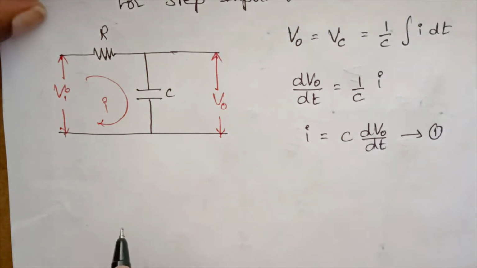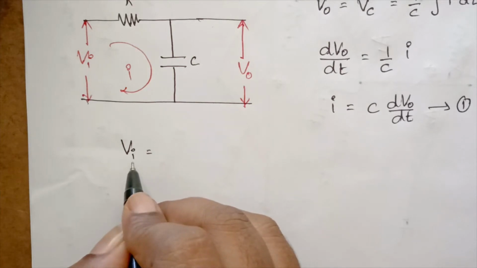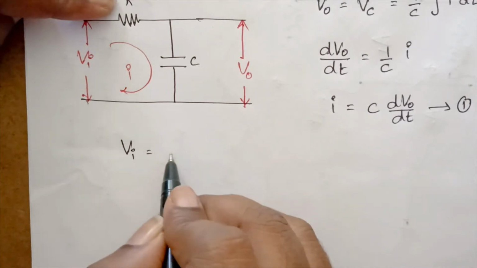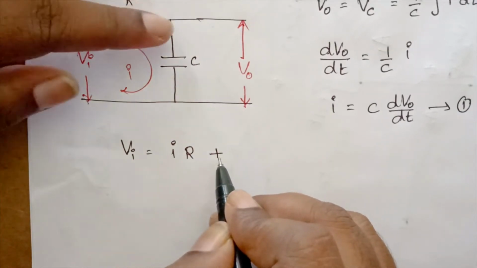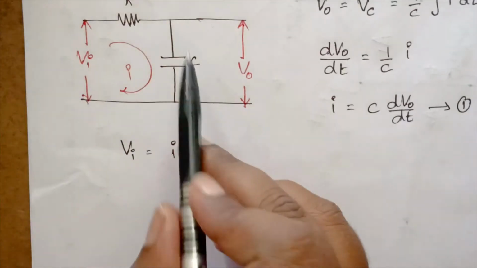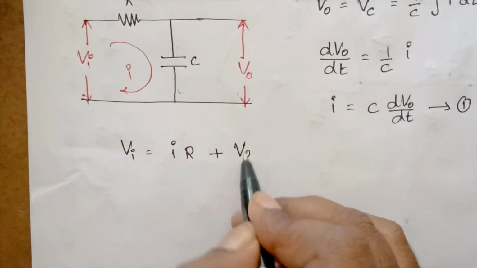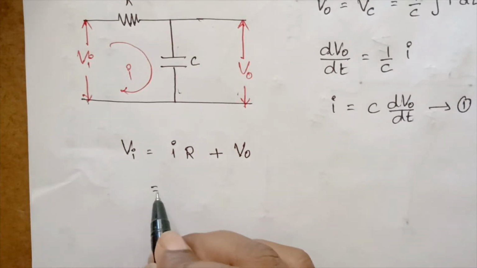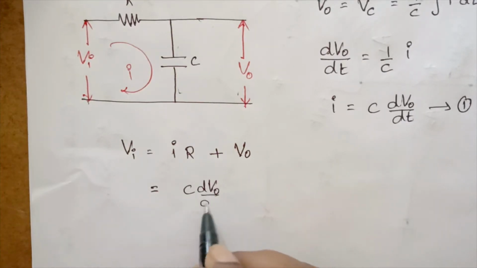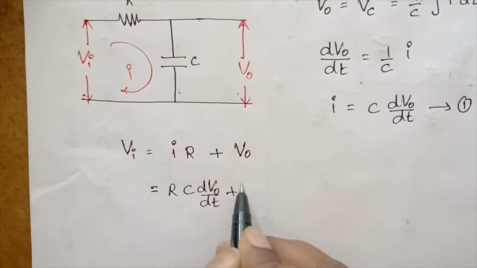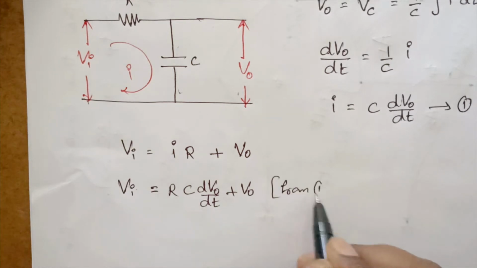Now what is the expression for Vi? We get it from KVL. Vi is equal to I into R, the drop across the resistor, plus the drop across the capacitor, which is nothing but the output voltage. I directly write it as V0. Now substitute the I value from equation 1. What is the I value? C into dV0 by dt into R plus V0. So Vi is equal to C R dV0 by dt plus V0, from equation 1.